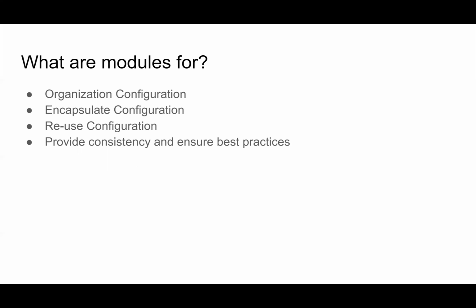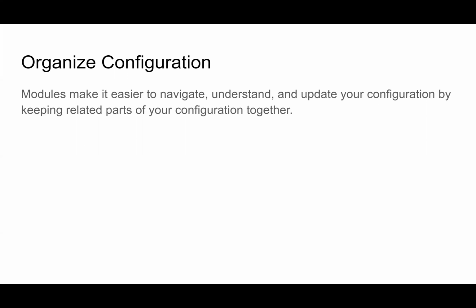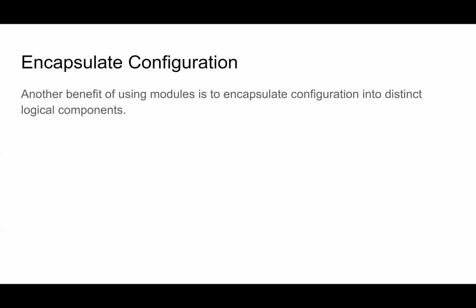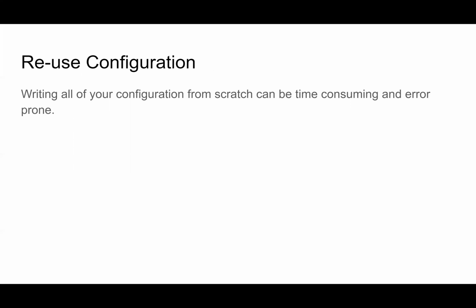What are modules for? So we can organize our configuration, encapsulate it, reuse it, and provide consistency. So modules make it easier to navigate, understand, and update your configuration by keeping related parts of your configuration together. We can consolidate everything into a module. Another benefit of using modules is to encapsulate configuration into distinct logical components, kind of like object-oriented infrastructure as code. We can reuse our configuration, so keeping our code DRY. If you're not familiar with programming terminology, DRY is do not repeat yourself.